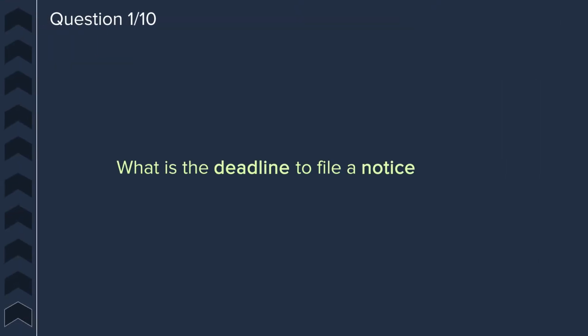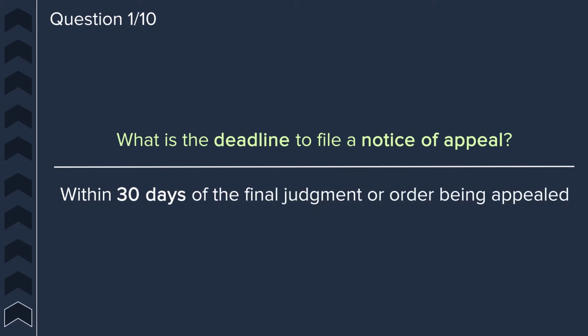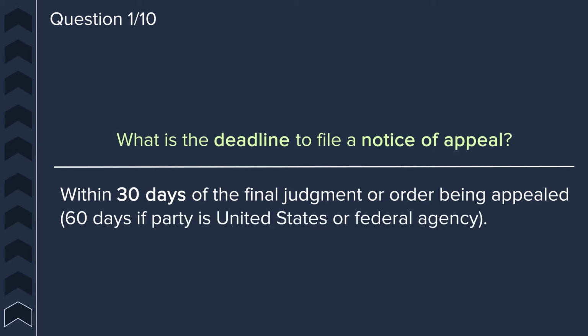Question 1. What is the deadline to file a notice of appeal? A notice of appeal must be filed within 30 days of the final judgment or order being appealed. However, if the United States or federal agency is a party, that deadline is extended to 60 days. And this is found in Federal Rule 4A.